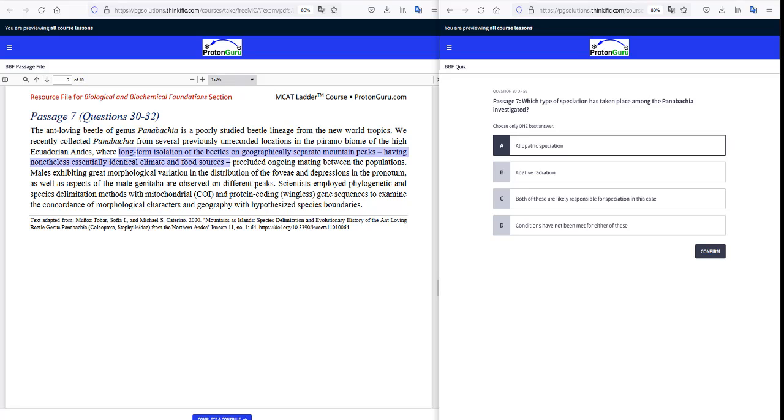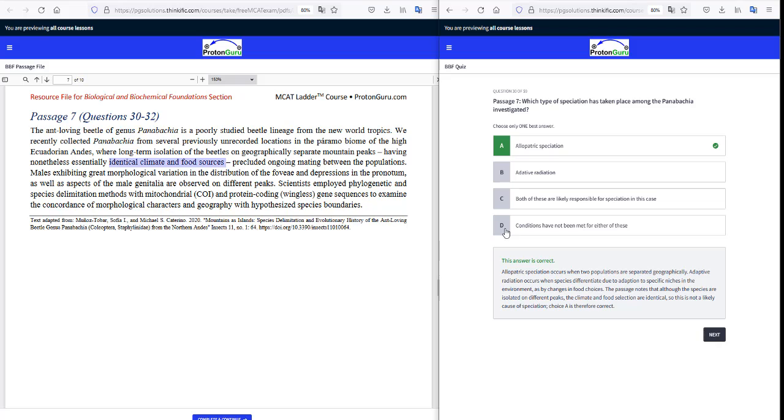Remember that adaptive radiation occurs when species differentiate due to adaptation to specific niches in the environment. So it is important that they tell us that the climate and food source are the same, because we know that you can have adaptive radiation to respond to those types of changes as well. So if we had a change in the food source, the beetle might have to adapt to a different type of mouth structure, for example. All right, so choice A matches our known definition of allopatric speciation.